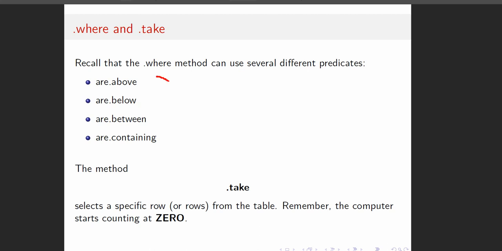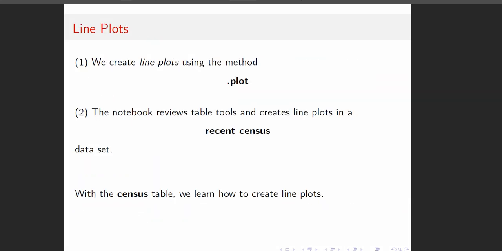And so we went over these predicates with the .where method, and we learned a new method, .take, to get specific rows in the table. And do remember that the computer starts counting at 0. Whenever we're counting things, it's always counting at 0. So let's be rid of the ink and let's see what we're going on to next.